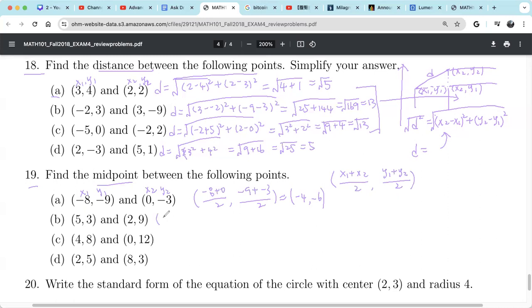Now let's see B. 5 plus 2 divided by 2. 3 plus 9 divided by 2. Simplify. 5 plus 2, 7. That's 7/2. 9 plus 3, 12 divided by 2, 6. This one, 4 plus 0 divided by 2. 8 plus 12, 20 divided by 2, which gets 2, 10. This one, middle point, 8 plus 2 divided by 2. 8 plus 2, 10, 10 divided by 2, 5. 5 plus 3, 8. 8 divided by 2, 4. 5, 4.